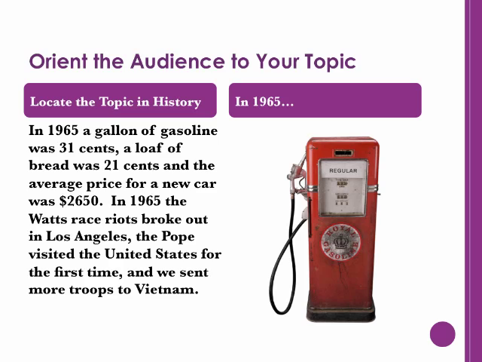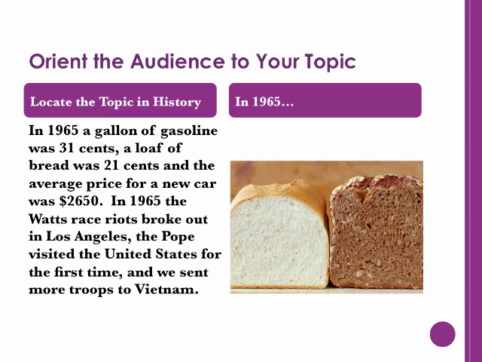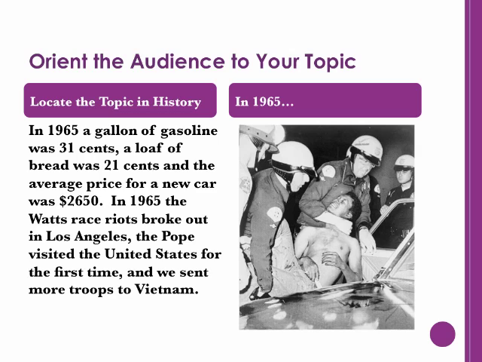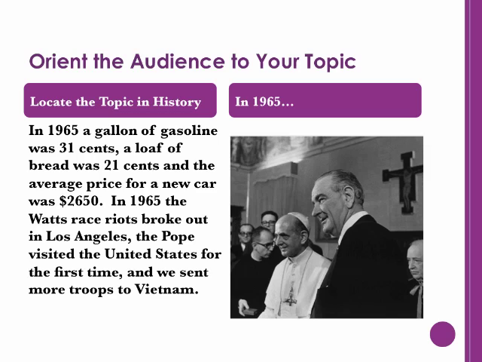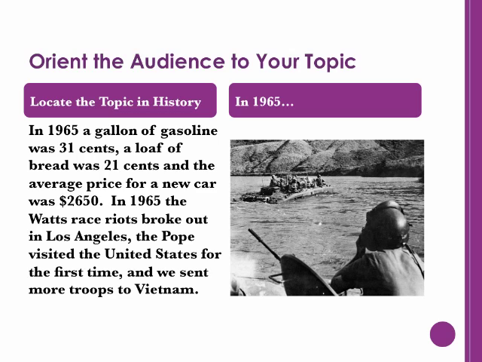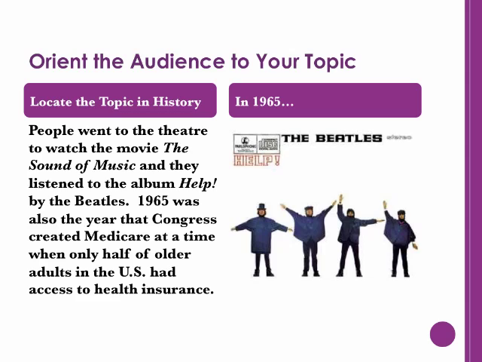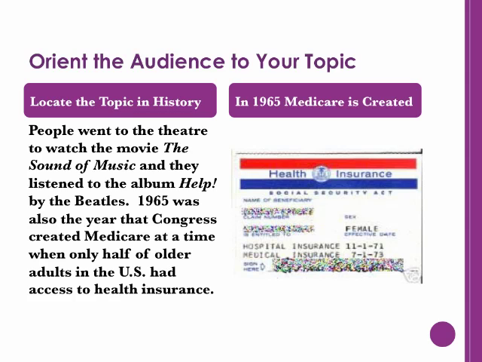Finally, you may want to contextualize your topic by locating it in history. In 1965, a gallon of gasoline was 31 cents, a loaf of bread was 21 cents, and the average price for a new car was $2,650. In 1965, the Watts race riots broke out in Los Angeles. The Pope visited the United States for the first time, and we sent more troops to Vietnam. People went to the theater to watch the movie The Sound of Music and listen to the album Help by the Beatles. 1965 was also the year that Congress created Medicare, at a time when only half of older adults in the U.S. had access to health insurance.